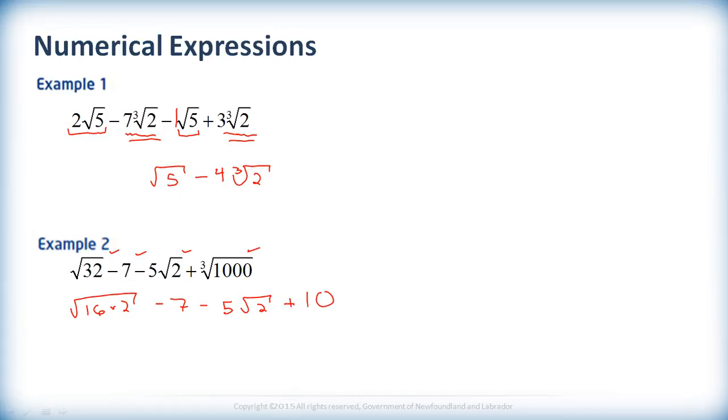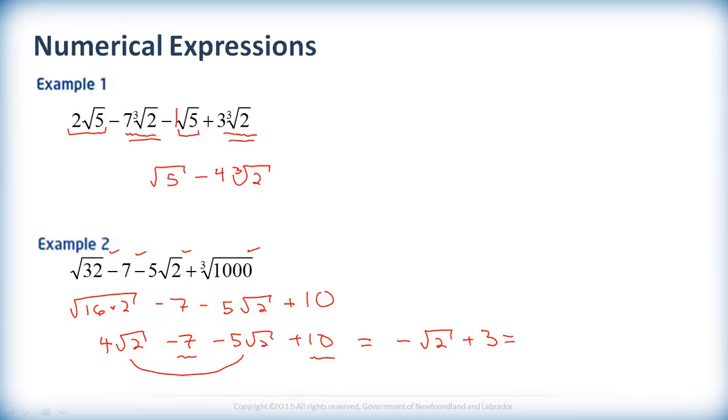And then over here, 16 times 2 underneath the square root, well, I can square root the 16 part of that and get 4 root 2. So I have 4 root 2, subtract 7, subtract 5 root 2, plus 10. So now you can see that these terms are compatible, so I can add those together, as well as these constant terms, those non-radical terms. So we put all that together, and we're going to end up with negative 1 square root 2, and then negative 7 plus 10 makes plus 3.